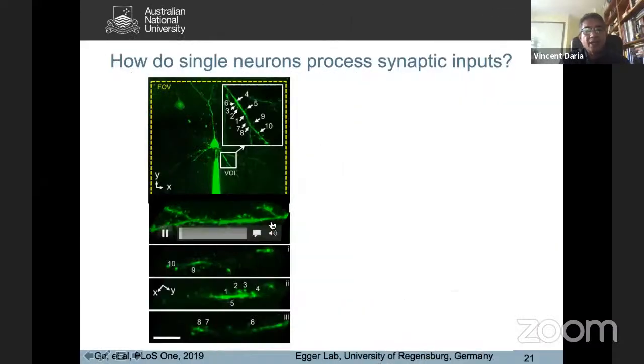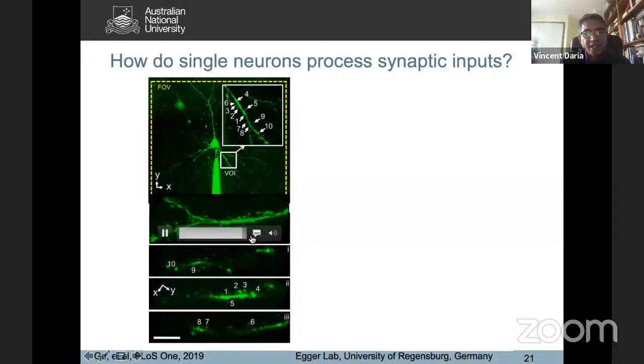So what we did is, this is an example experiment from Veronica's lab, where we look at the interaction of inputs into a basal dendrite here. There are 10 inputs, but no, this is not in the same plane.